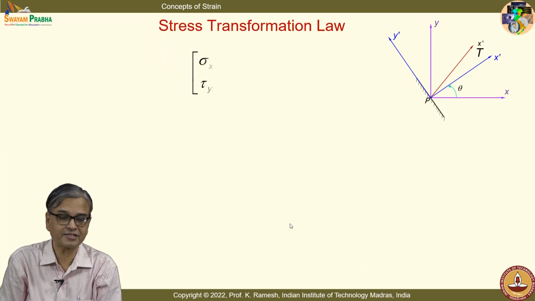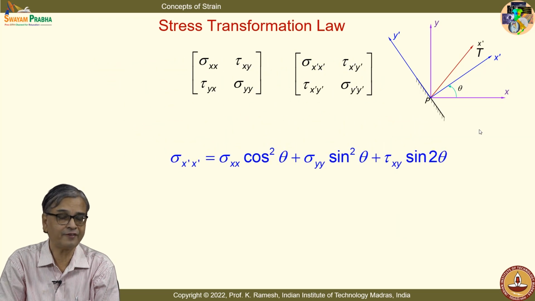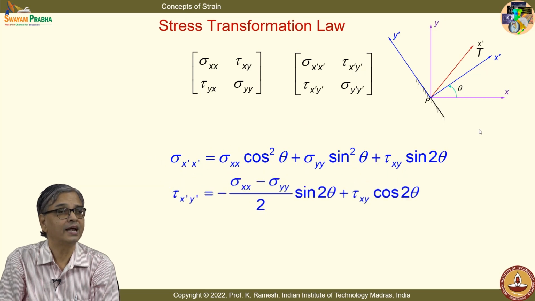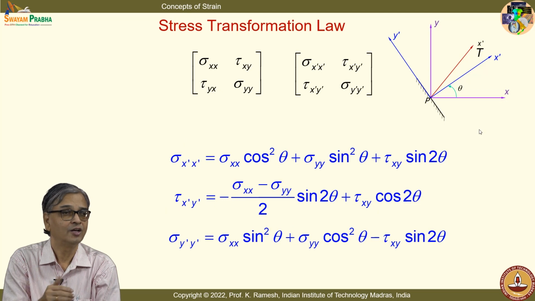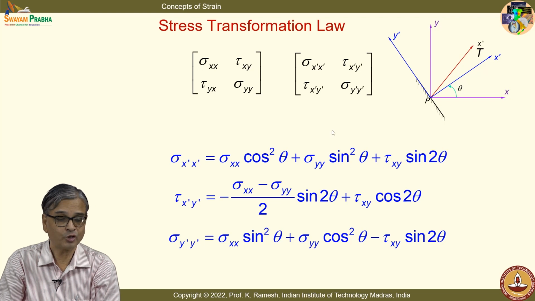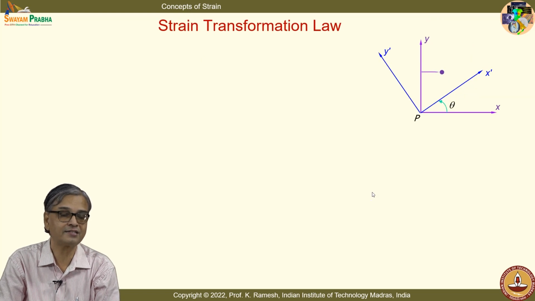And you know the stress transformation law. I have a reference axis as x and y, and the other reference axis as x prime and y prime. If I want to get sigma x prime, we have done it from first principles, and we have also learned how to write it from indicial notation. All that you have learned, you can apply to strain. We can replace sigma xx by epsilon xx, sigma yy by epsilon yy, and tau xy should be replaced by epsilon xy, not gamma xy. That's the only distinction that you have to make.